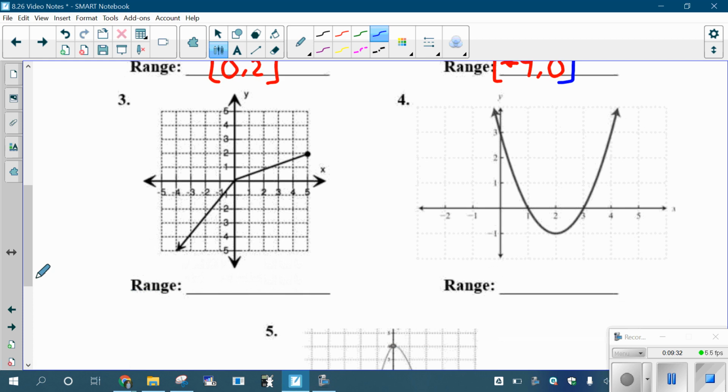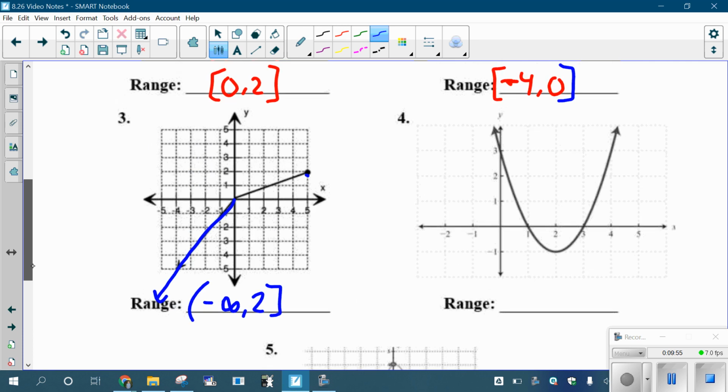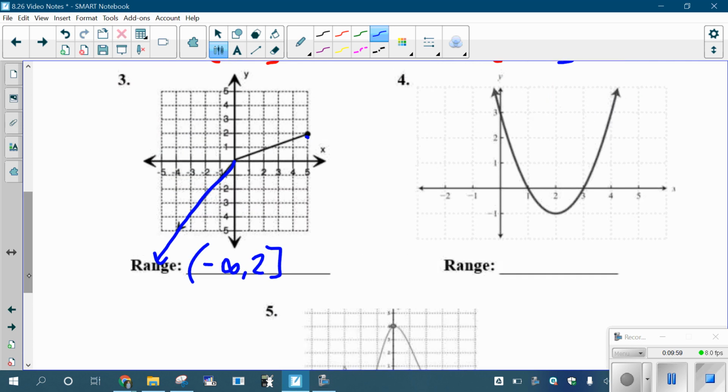Bottom to top. How low does this go? It goes all the way down, all the way down to negative infinity. How high up? Right there. Again, we're talking range, so we're talking y values. What's the y value there? It's 2. Do I hit the 2? Yep. Can you touch infinity? Why don't you go ahead and give 4 and 5 a try? Again, it's bottom to top, y values. Pause and give it a try.